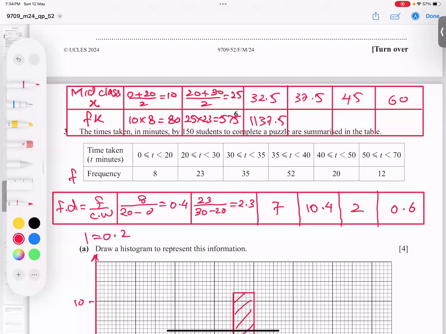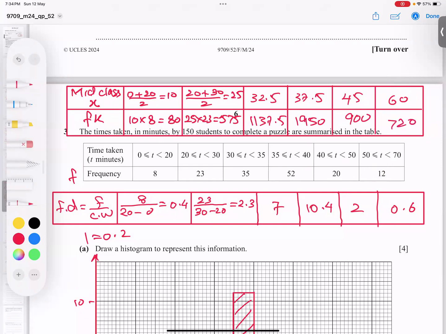Correct. Next is 37.5 into 52. It means this value multiplying with that. I get 1950. And next 45 into 2, that's 90 directly. Wait a minute. No, sorry. 45 into 2, 90. It means 900 because of one extra 0. 60 times this is 720.